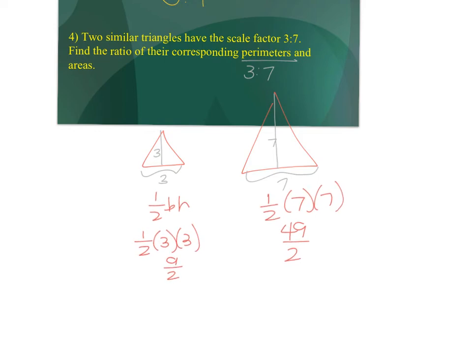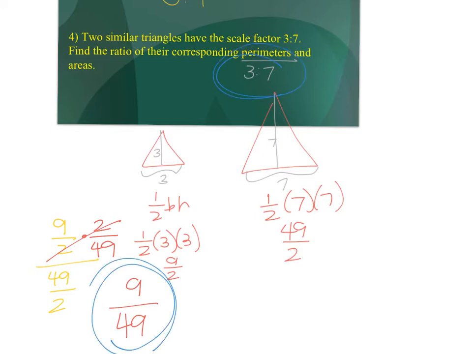So the ratio of these areas would be 9 over 2 over 49 over 2. Keep, change, flip, and what happens to the 2's? Cancel, and the ratio is 9 to 49. What's the relationship from the scale factor to the ratio of the areas?